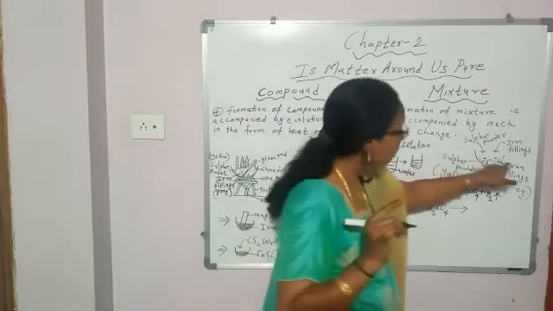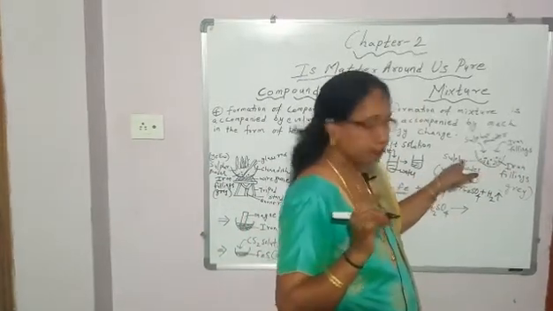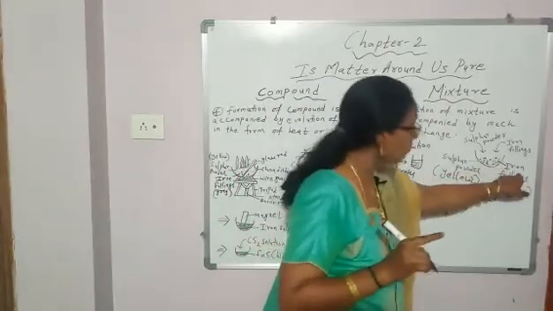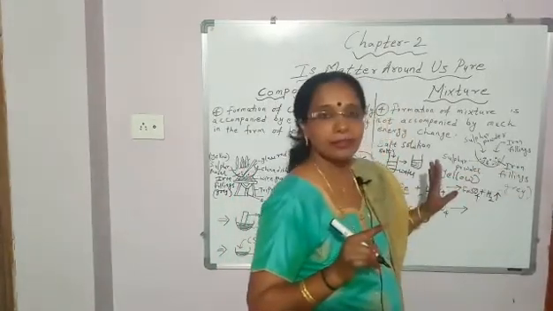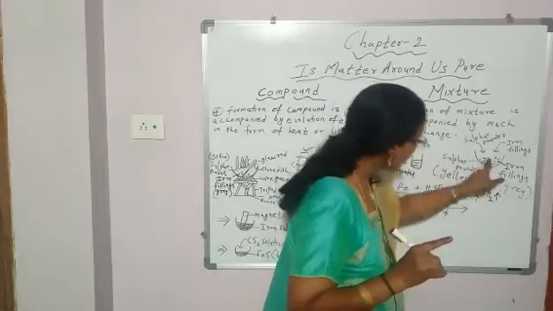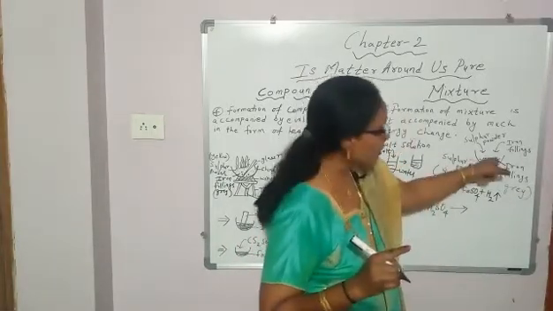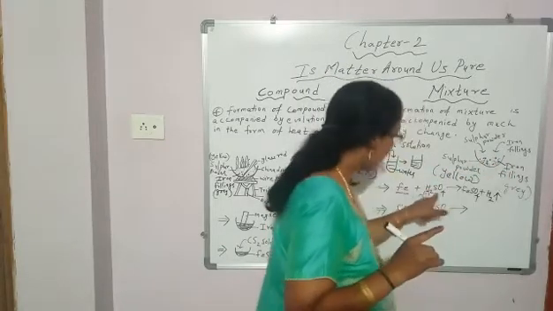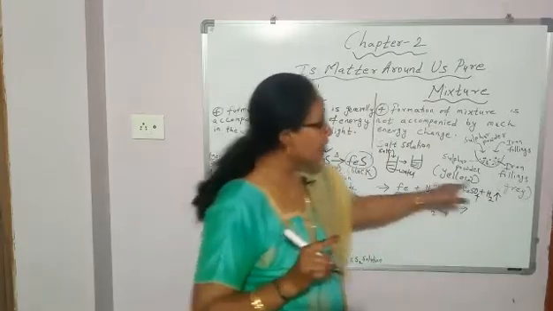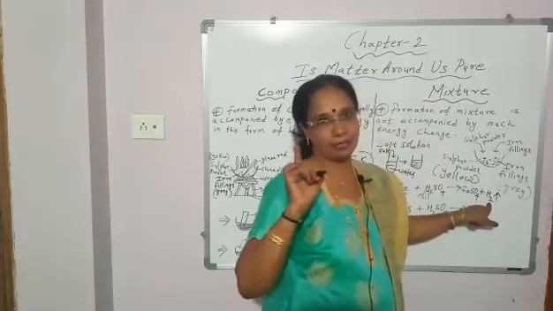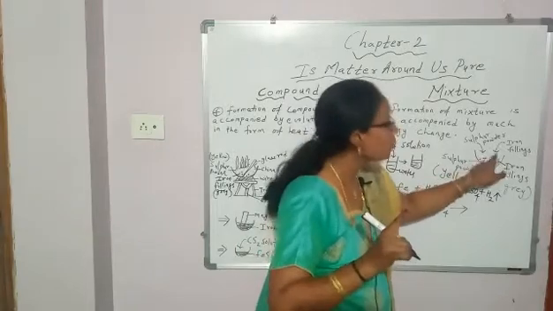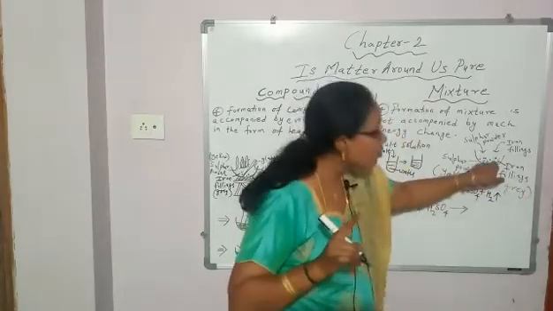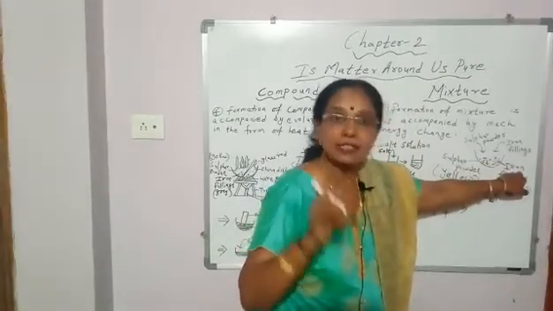Now, to this mixture of iron filings and sulfur powder, if you add dilute sulfuric acid, this iron filing will show its property. It means if you add dilute sulfuric acid to this mixture, sulfur will not react, but iron filings will react with sulfuric acid, and which gas will be evolved? Hydrogen gas. It means mixture shows the property of its constituent.